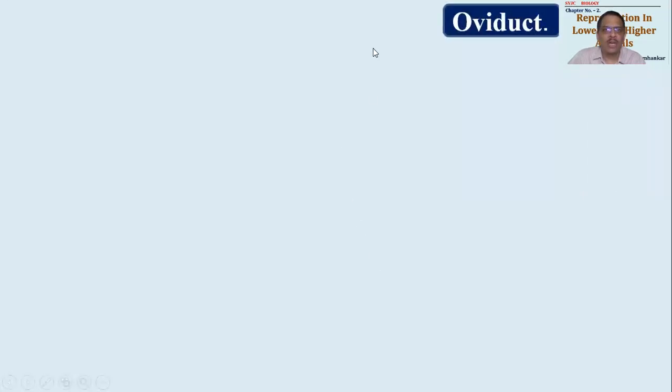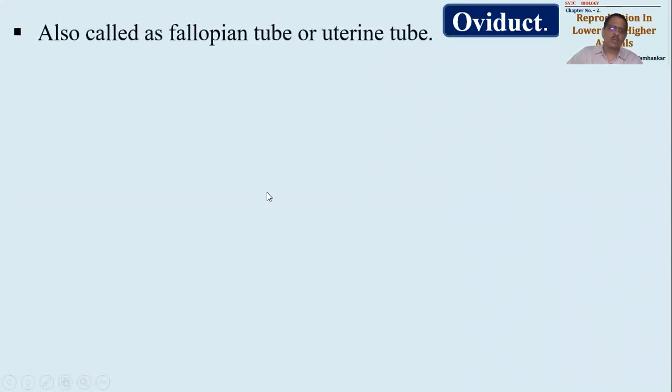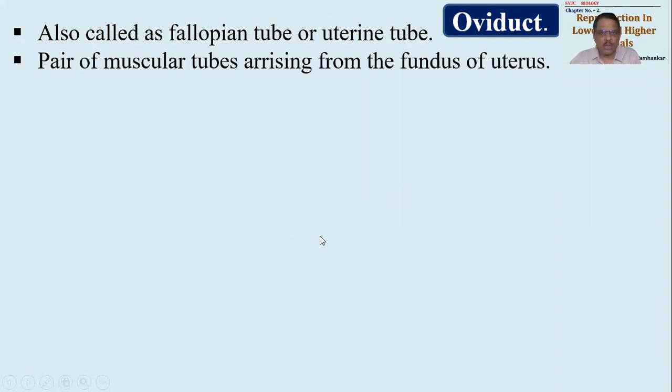Then we have to understand the remaining part like oviduct. This also we have done. Now what is oviduct? It is also called as fallopian tube or uterine tube. It is a muscular tube that is connecting or arising from fundus of uterus. Uterus is divided into three regions.